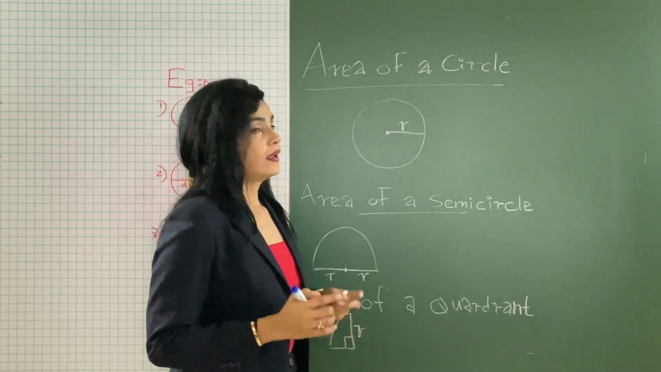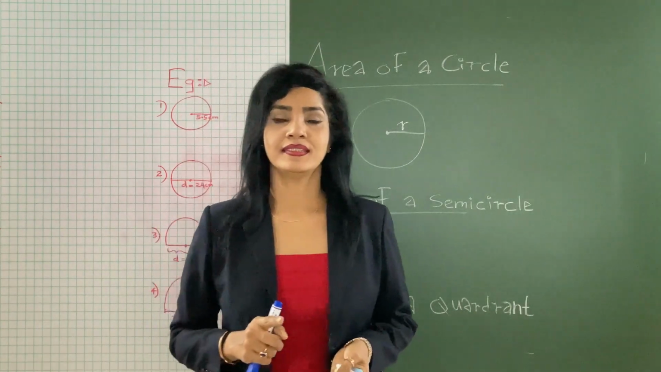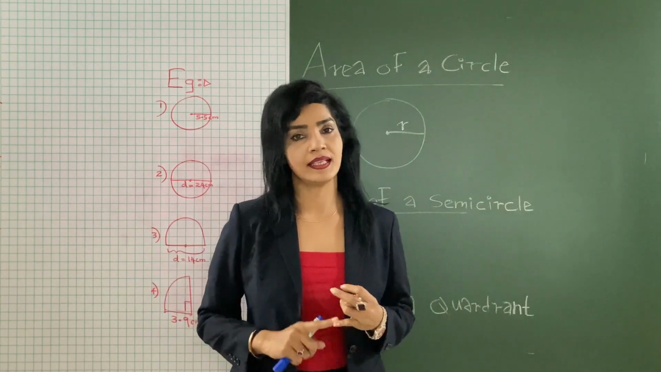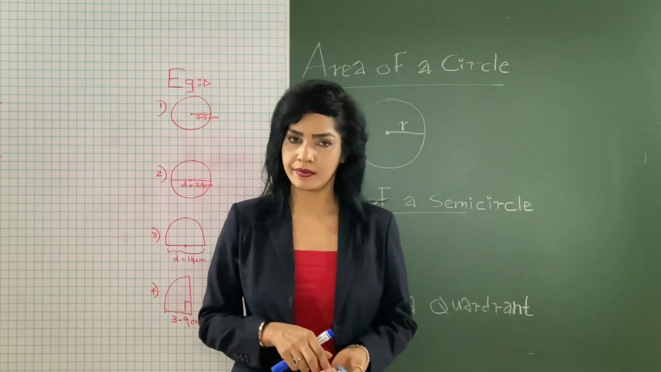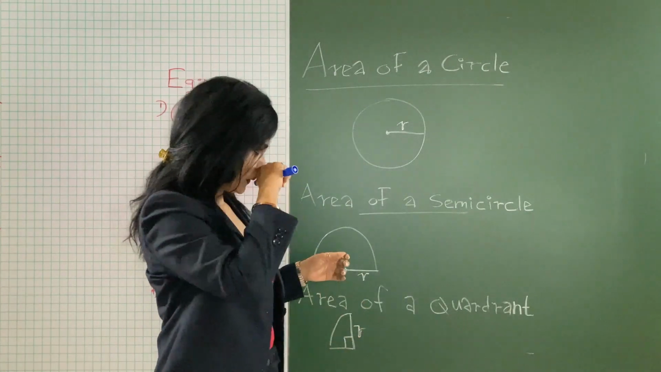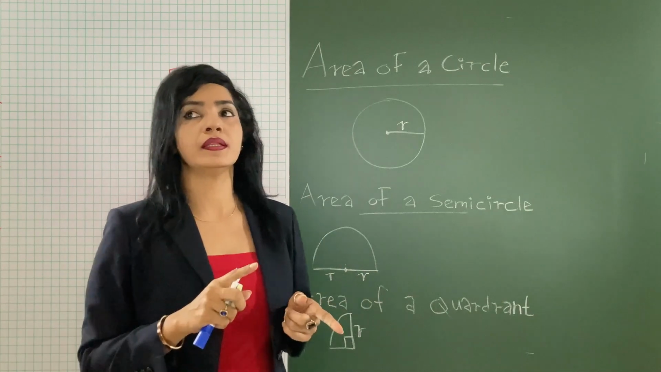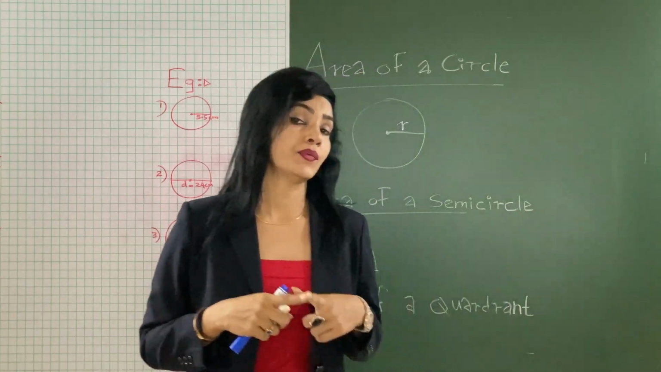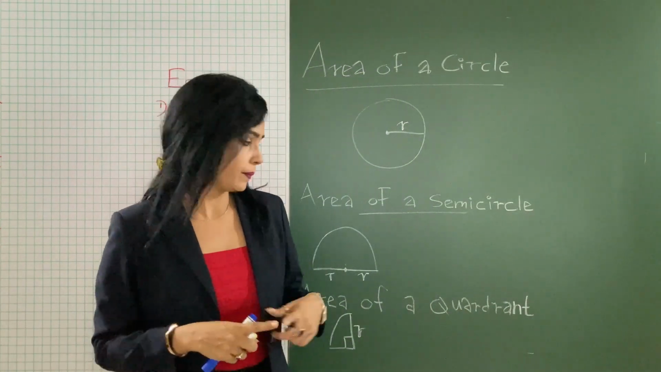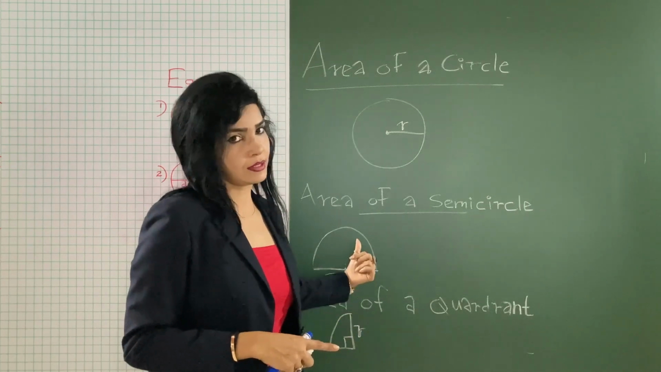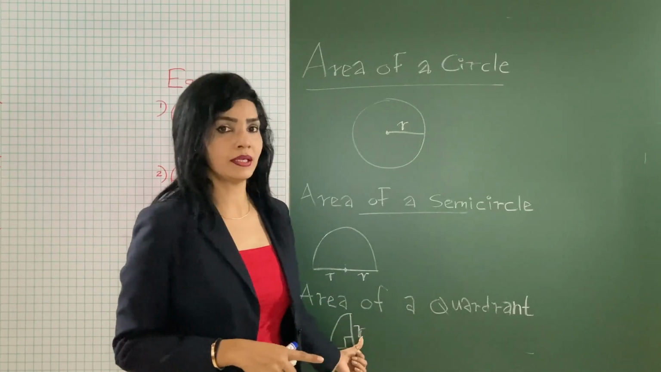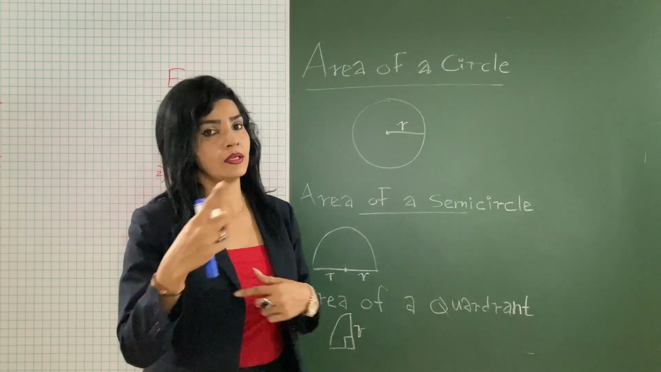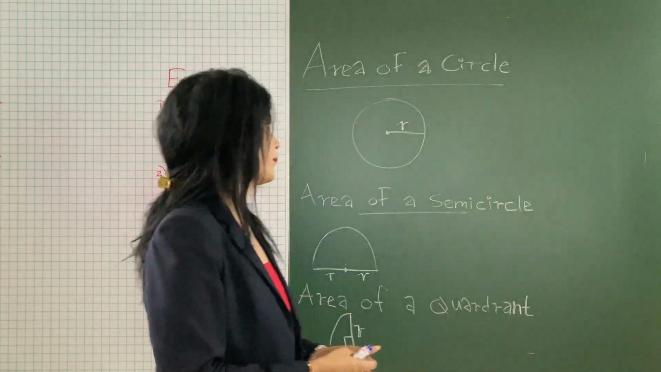Okay, at first we will learn the area of a circle, semicircle and a quadrant. Actually, I want to tell you that I said at the beginning that we will do the area of a sector of a circle as well. So these are also two sectors of circles. I'll explain what a sector is in the next session.